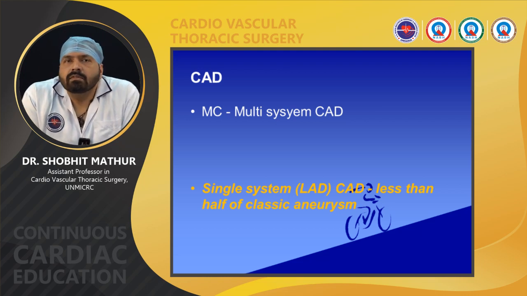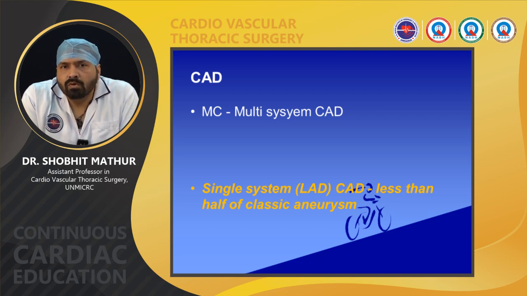What is the prospect of CAD in a case of LV aneurysm? The most common cause of an LV aneurysm is multi-system CAD. Yes, I agree that they are in the LAD territory, but the disease is mostly multisystemic, involving more than one system. Single system LAD CAD is seen only in less than half of the cases of classical aneurysms.